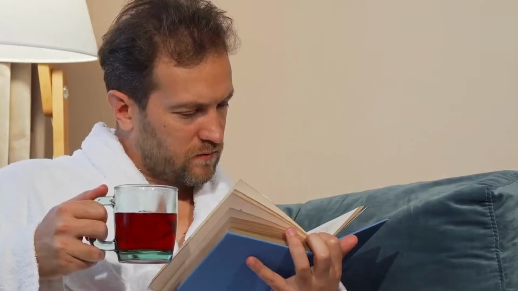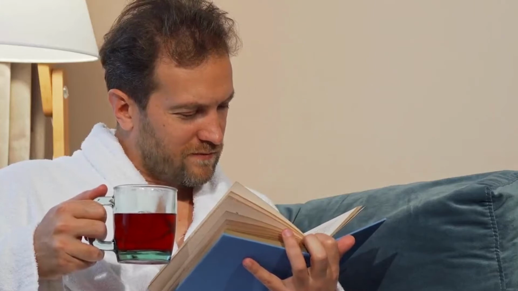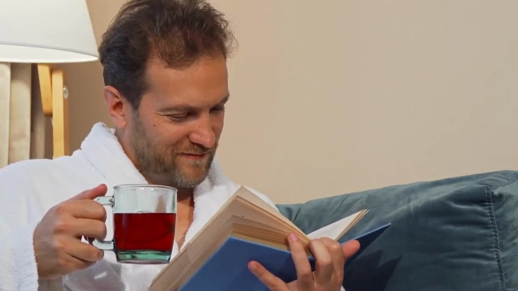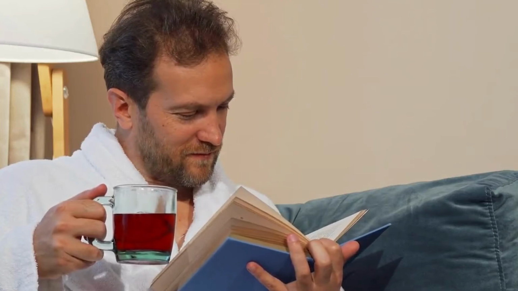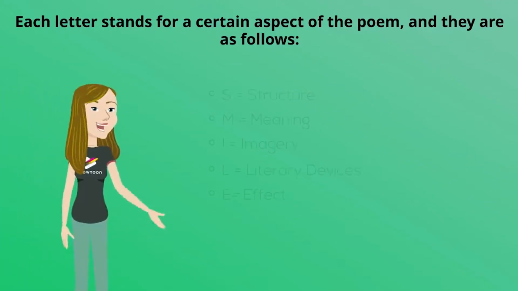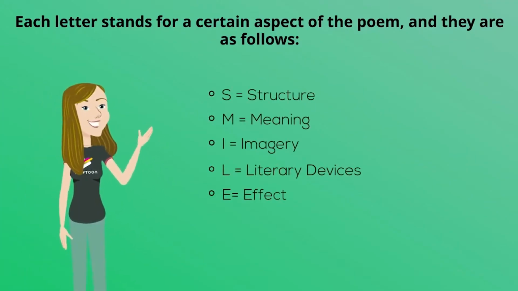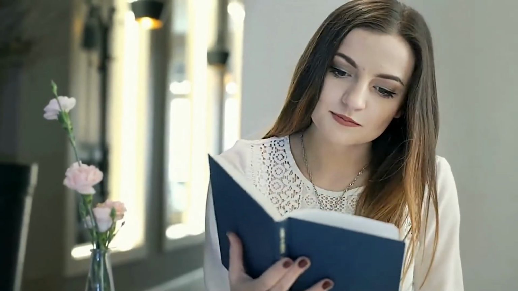Have you ever heard of the SMILE method used to analyze poetry? SMILE is a mnemonic to help you to remember the elements of a poem you should analyze. Each letter stands for a certain aspect of the poem, and they are as follows. S stands for structure, M for meaning, I for imagery, L for literary devices, and E for effect. This SMILE technique for poem analysis helps you to structure your poetry analysis efficiently, and it welcomes your subjective interpretation of the poem that you read.